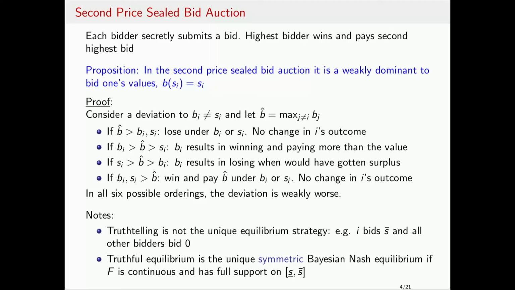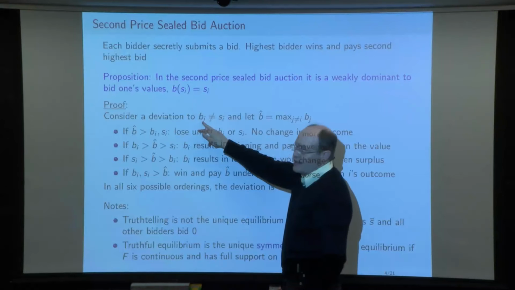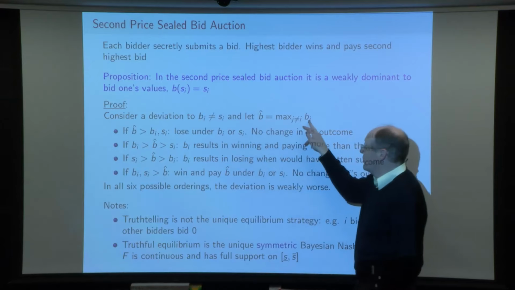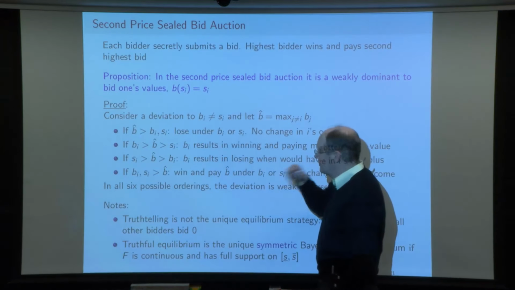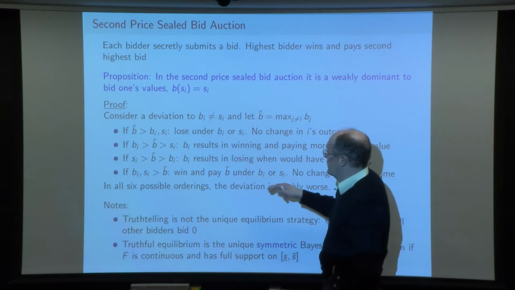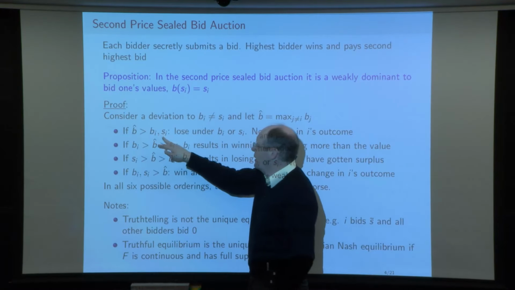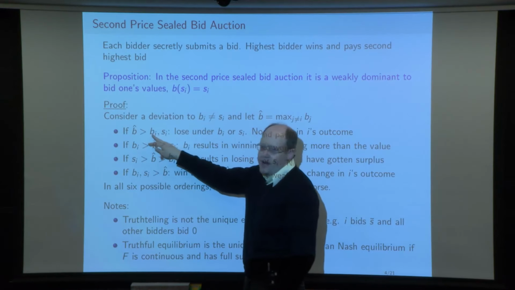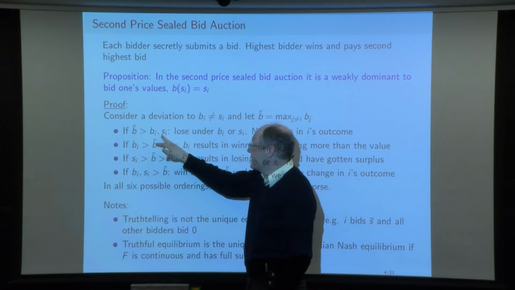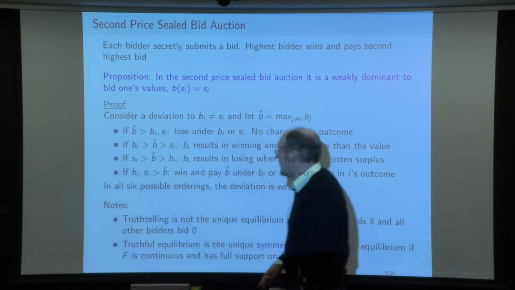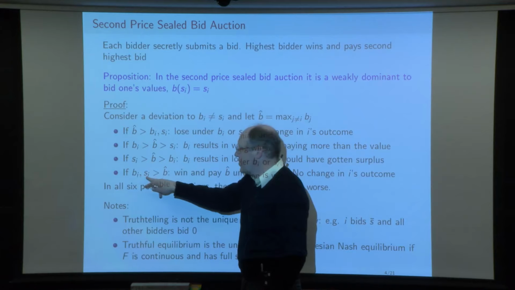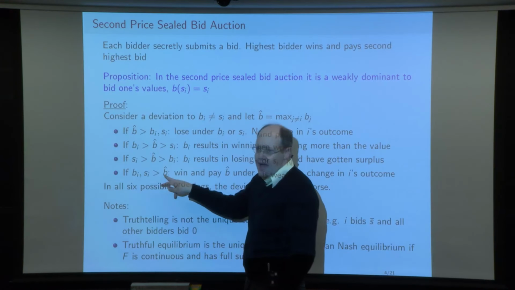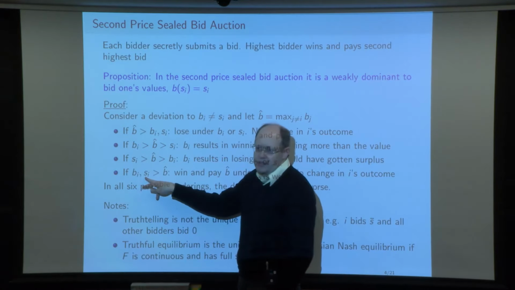A good way to think about that is to consider what deviations you could make. Suppose your value is SI. You consider writing down something different from your value, B, and let B hat be the largest value written down by everybody else. There are six possible orderings of B, S, and B hat. In the top and bottom cases, somebody else has written down a number bigger than both your value and the number you wrote down, so you lose whether you wrote down SI or B, and your payoff is zero either way. The other case is if everyone else bid lower numbers, lower than both your value and what you wrote down. Then you win the auction whether you wrote down B or SI, and you pay B hat either way. So doing something different from writing down SI doesn't make a difference.